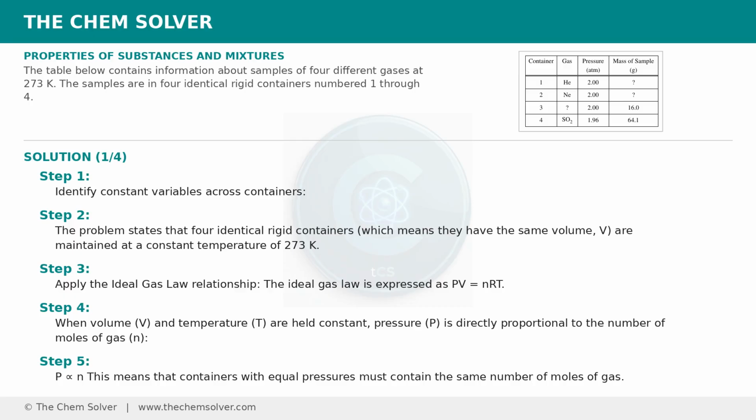Identify constant variables across containers. The problem states that 4 identical rigid containers, which means they have the same volume, V, are maintained at a constant temperature of 273 Kelvin.